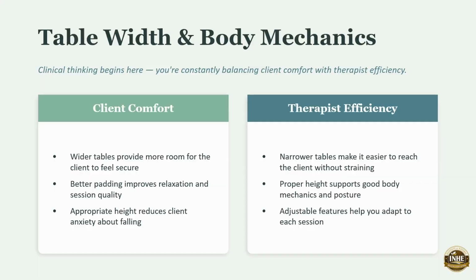Understanding table width is also important. A wider table may provide more comfort for the client, but it can make it more difficult for the therapist to maintain proper body mechanics. This is where clinical thinking begins. You are constantly balancing client comfort with therapist efficiency. You should also be familiar with general table features, such as height, padding, and fabric. Each of these affects both the client's experience and your ability to perform techniques effectively.